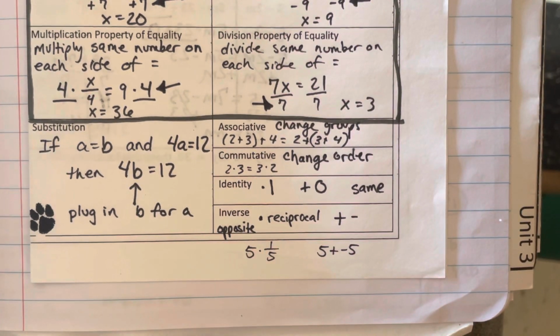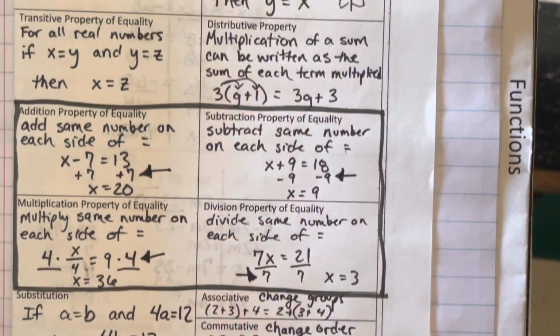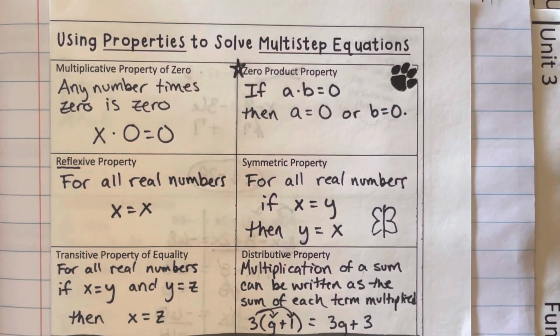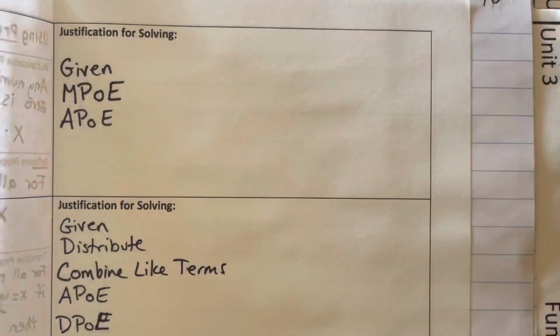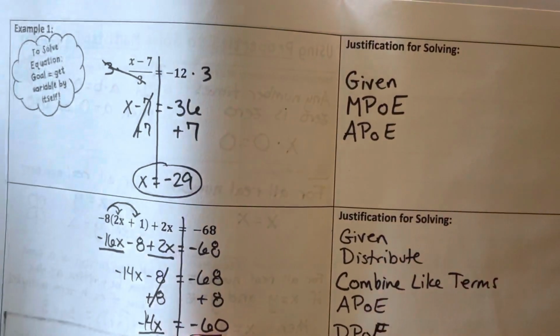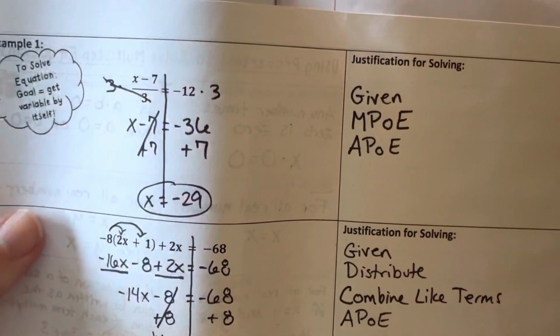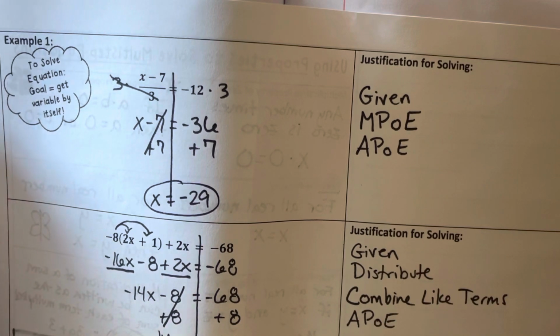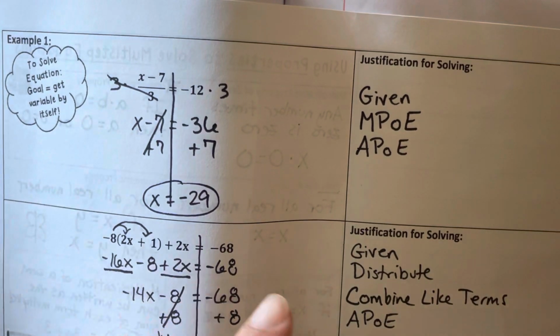So that's a super quick review of all of the properties that you're going to need to know. And we're going to use this as sort of a reference sheet, because what you're going to do in your practice is you're going to actually solve an equation and you're going to justify how you solved it. So if we look at this first example on the inside, it says to solve an equation, our goal is to get the variable by itself. And so as we do these steps, we're going to name the property that we use.